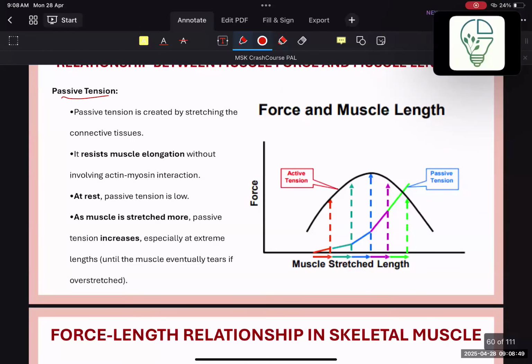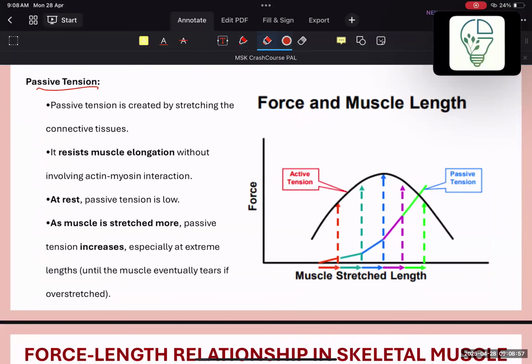Now, your passive tension, on the other hand, is different, okay? Because the way passive tension works is it's like a rubber band. So imagine you're stretching a rubber band. As long as you're trying to stretch it, there's no optimal length. You're just going to continue increasing the tension as much as you're trying to stretch it.